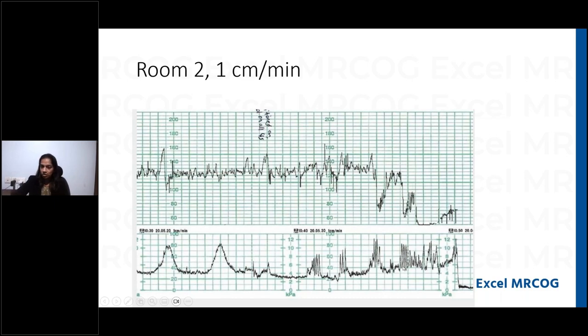You cannot really make out much on the CTG. Of course, in rupture, the contractions are likely to cease, but these are like waves which are there. So you cannot really rule out rupture. Okay. So this is a prolonged deceleration that you have got here.